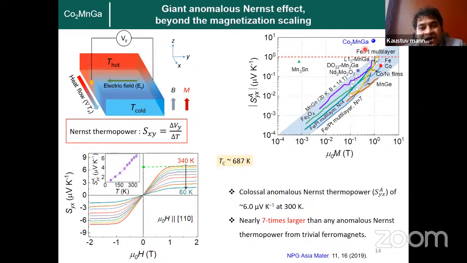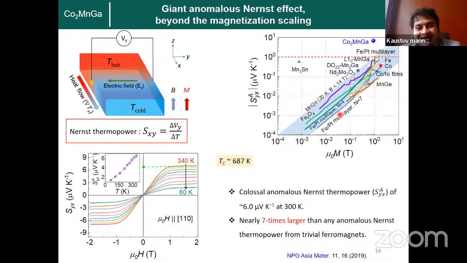The room temperature value, whatever it is, is already 6 times larger than any compound ever reported in the literature. And since the transition temperature is 700 K, we don't know where it will stop, because we had measurement facilities only up to room temperature. So this is really exotic; the physical properties are really exotic. Next we want to look into the topological states which give rise to these exotic physical properties.